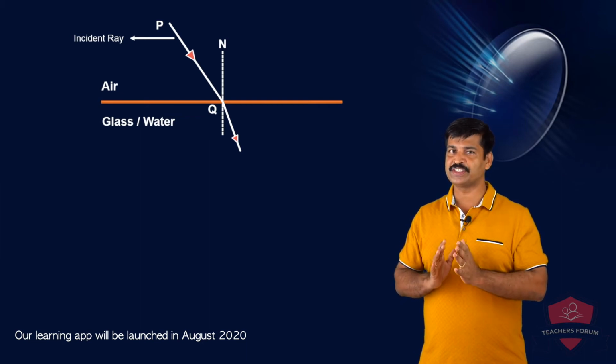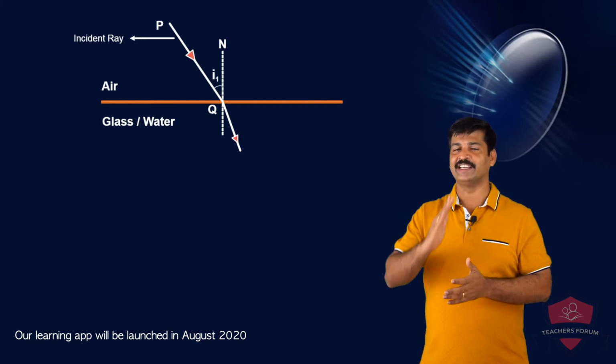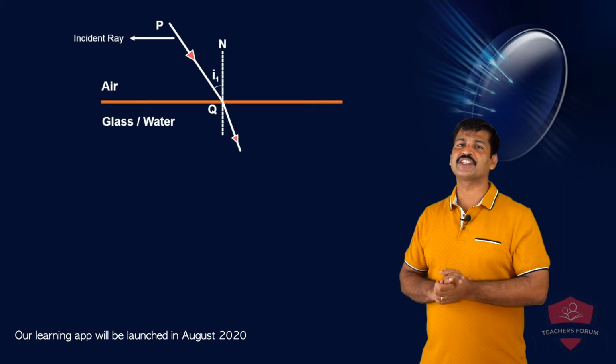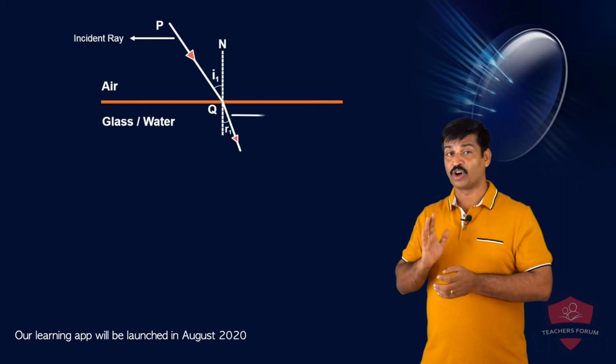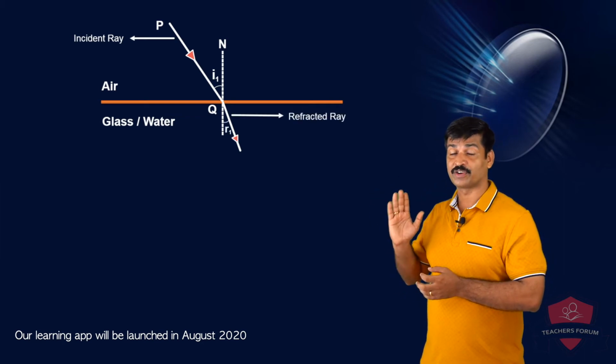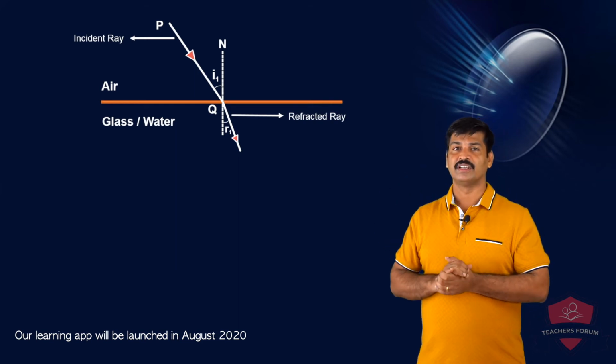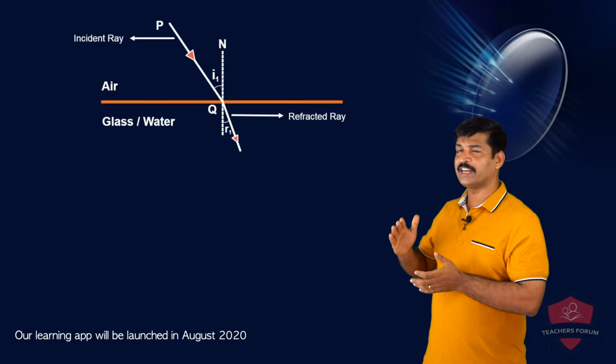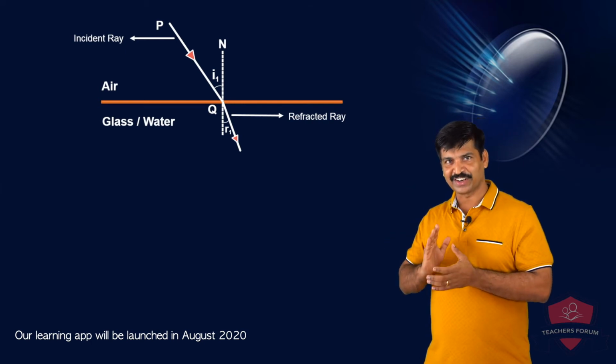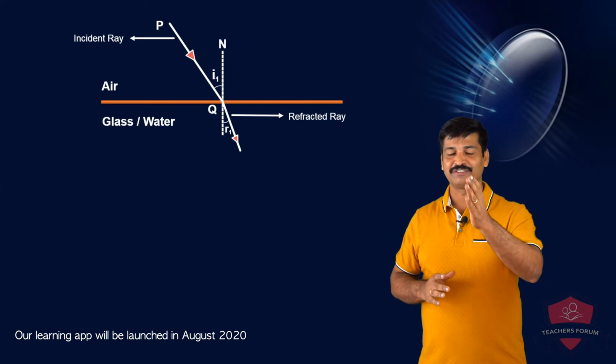What is angle of incidence? The angle between normal and the incident ray. What is angle of refraction? The angle between the normal and the refracted ray. So, we have marked angle of incidence and angle of refraction. So, the first ray, that is the incident ray, the second ray, that is called the refracted ray.